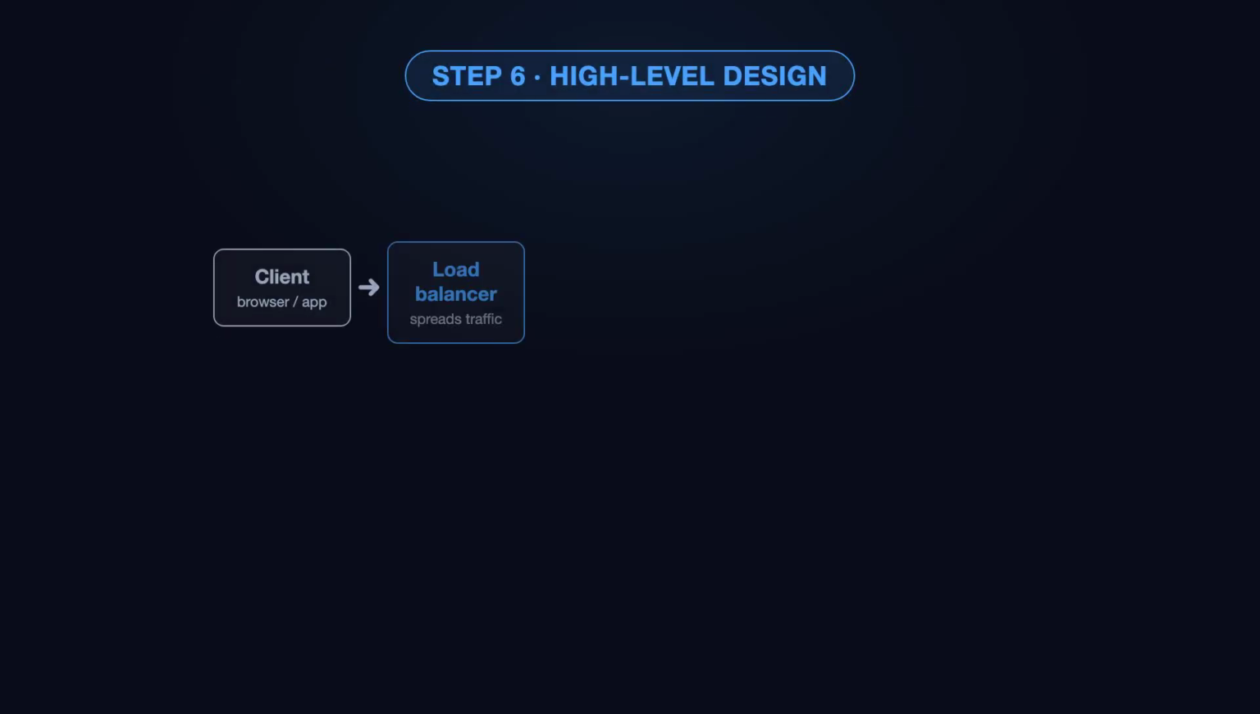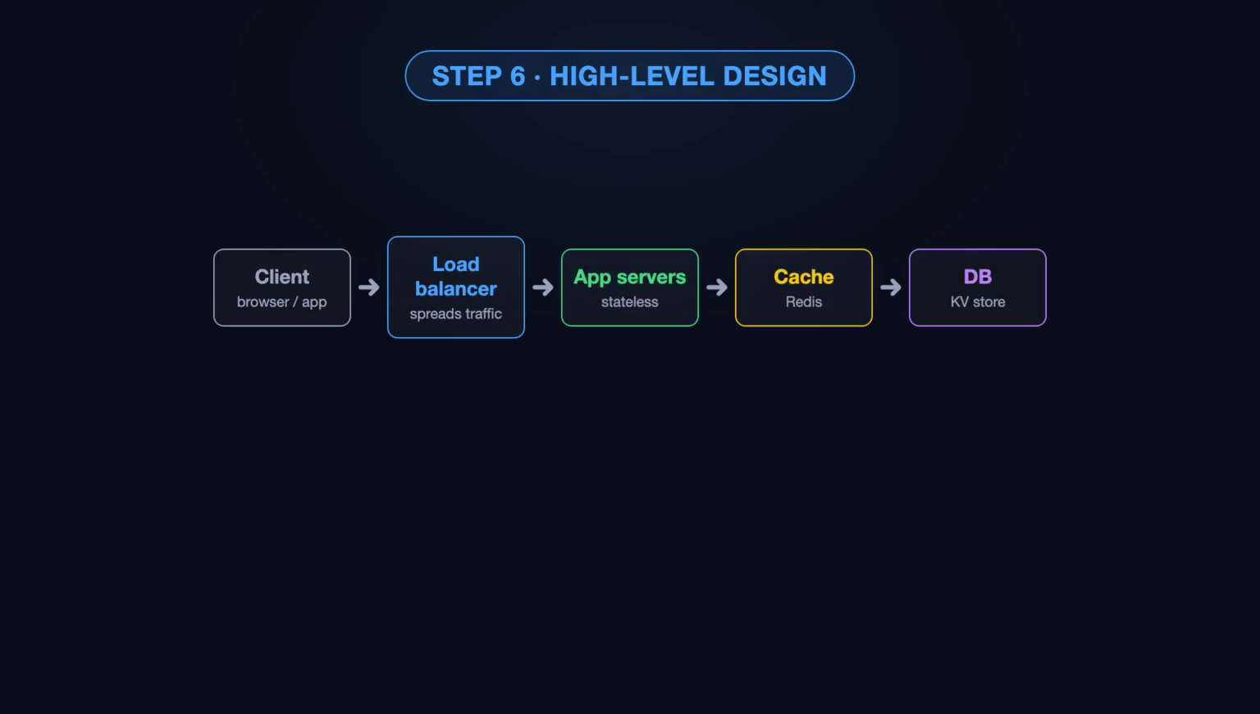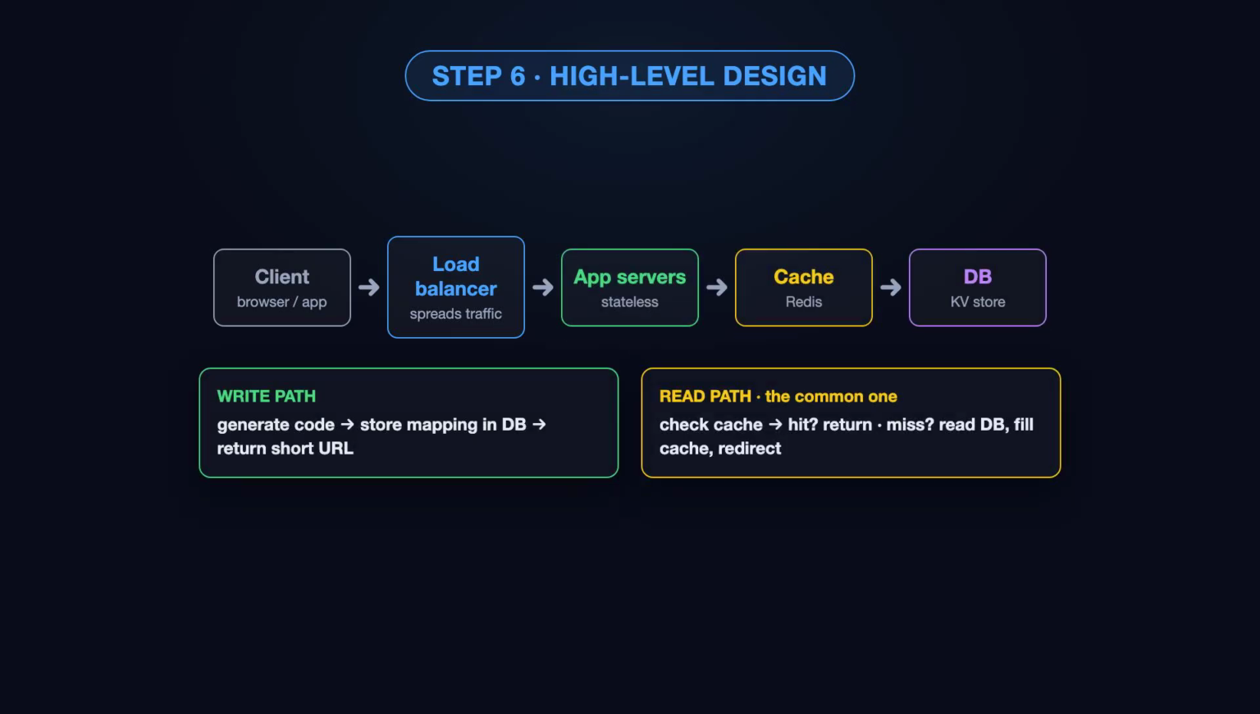Step 6, draw the high-level design, connect the boxes so the interviewer sees the whole request flowing through your system. Start at the client, a browser or an app. It hits a load balancer, which spreads traffic across a pool of application servers. Keep those app servers stateless, so you can add or remove them freely and any server can handle any request. That is what gives you horizontal scale and high availability.